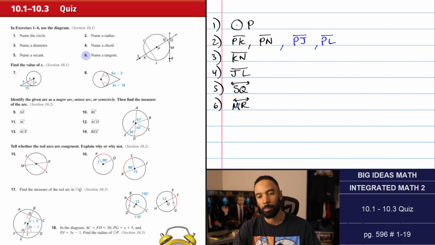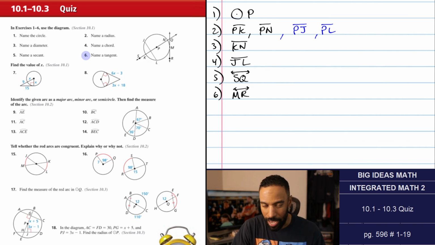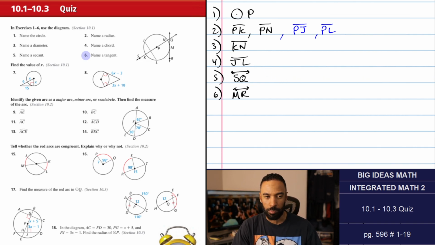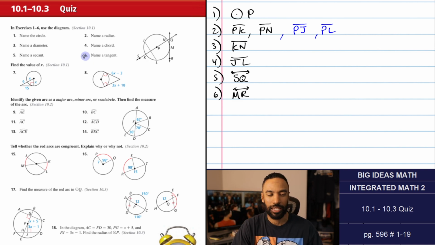I like to use the point that's actually the tangent on there, so I probably wouldn't say QR. It's fine. It's just emphasizing that M is the point of tangency would be nice. All right, that could have gone a lot faster, but I wanted to kind of review with that. Let's go to number 7.